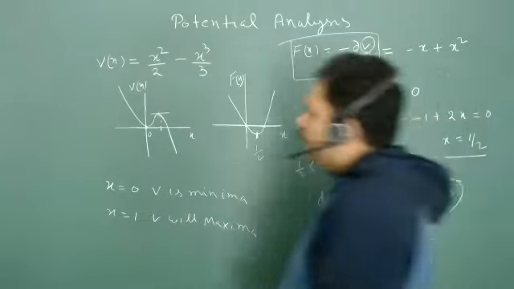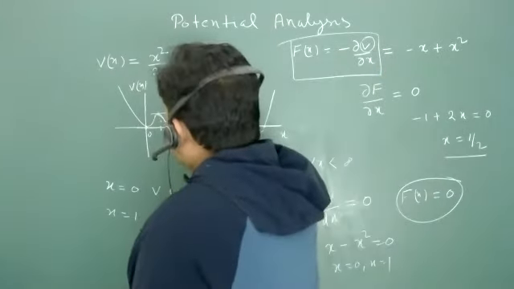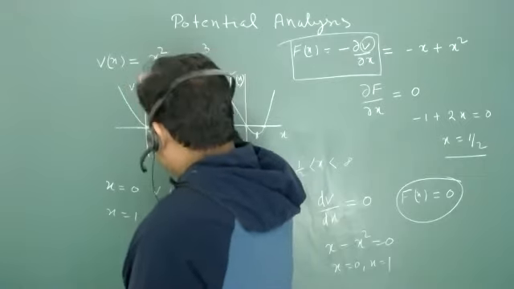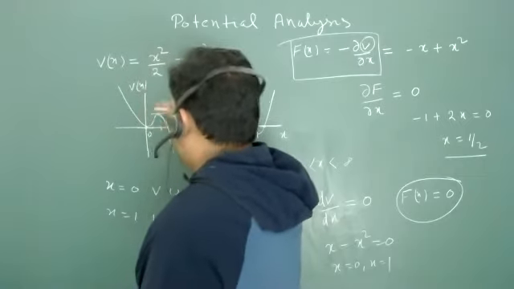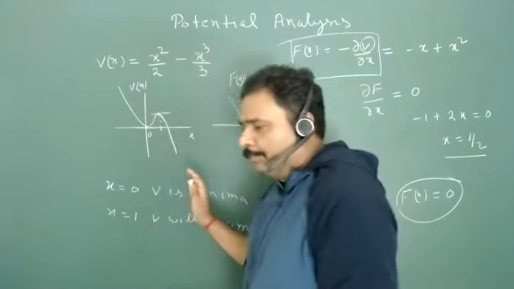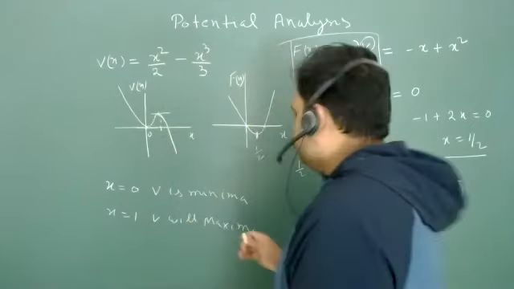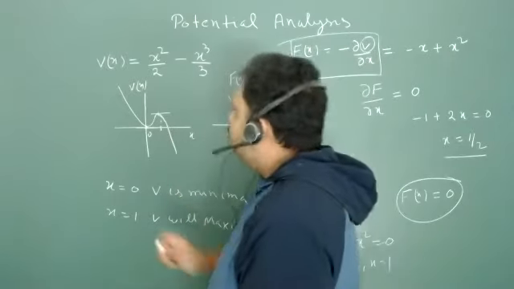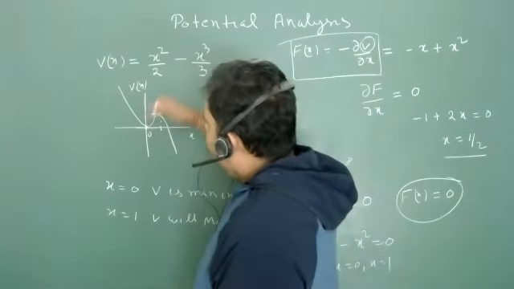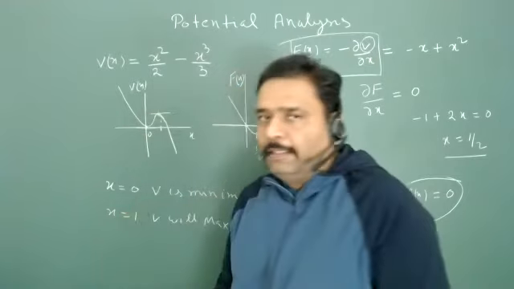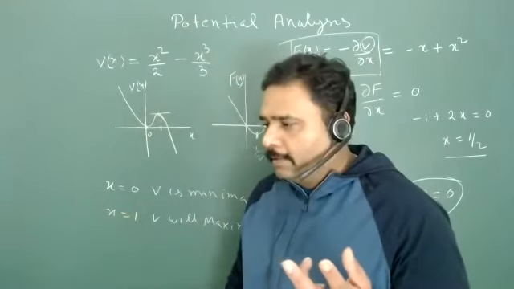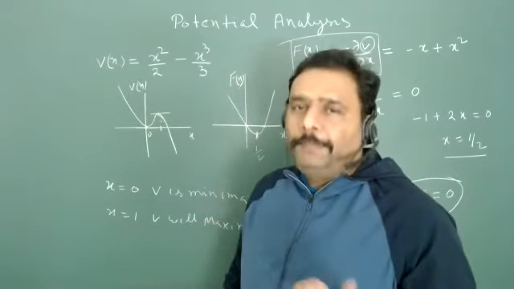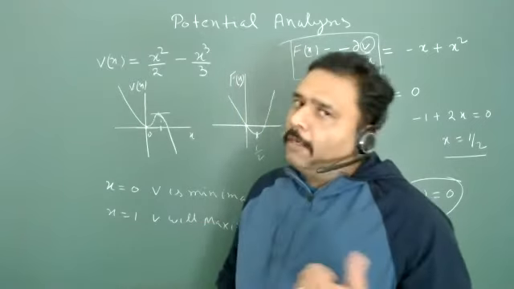What is the meaning of that? The tangent to this function is parallel to the x-axis. Are you getting my point? Okay, this is from maxima and minima. And what will be the next situation? When your tangent is parallel to the x-axis, only in 2 conditions: either it will be a local maxima or it will be a local minima. So we have to check whether it is local minima or local maxima.